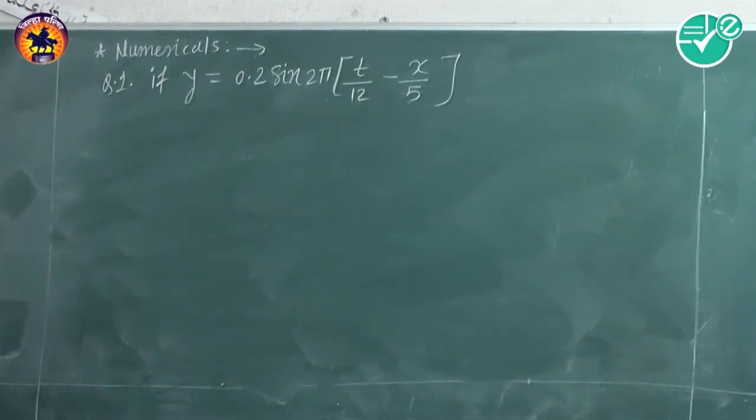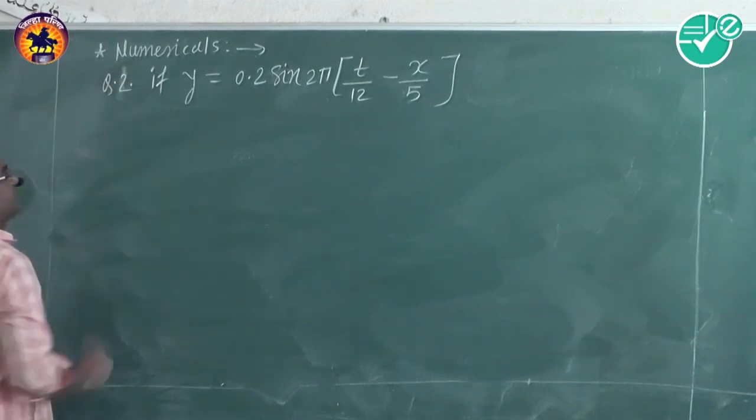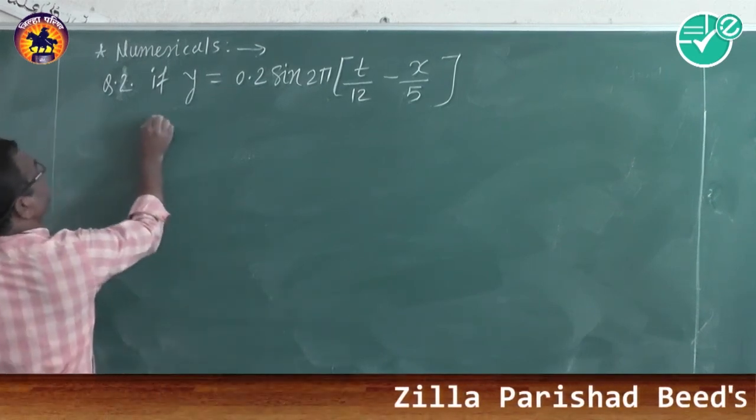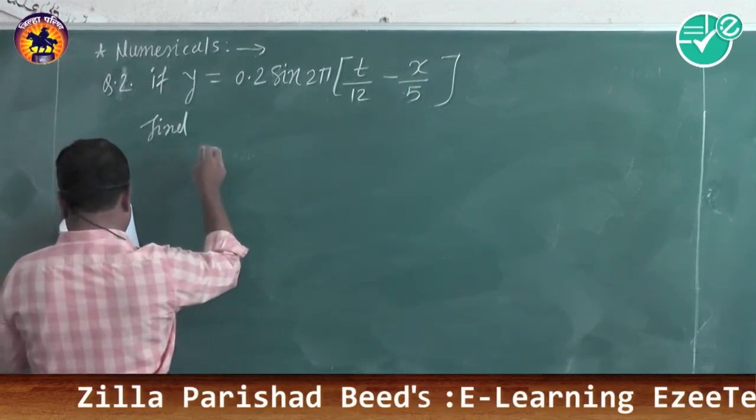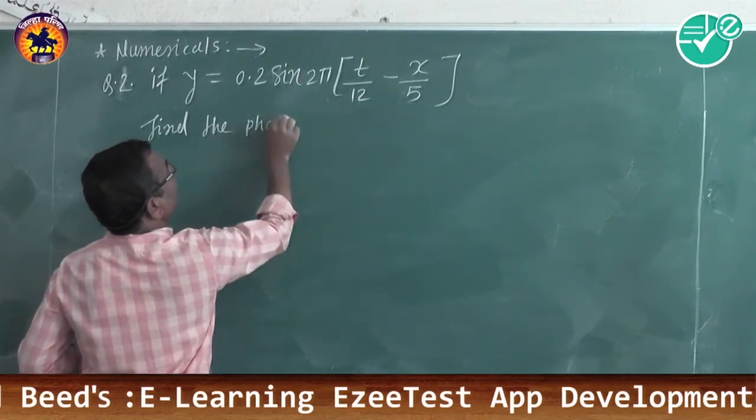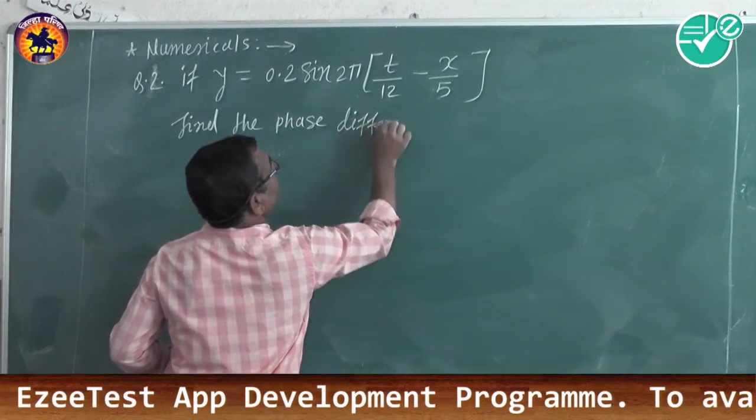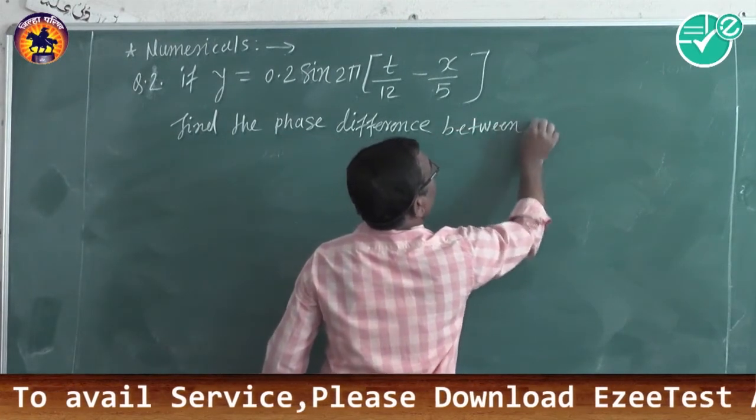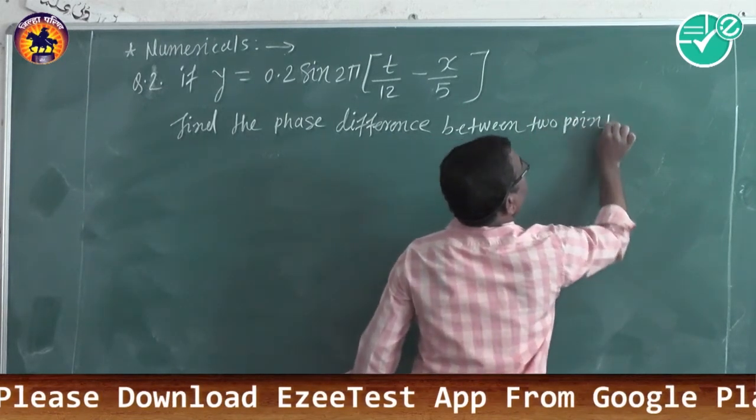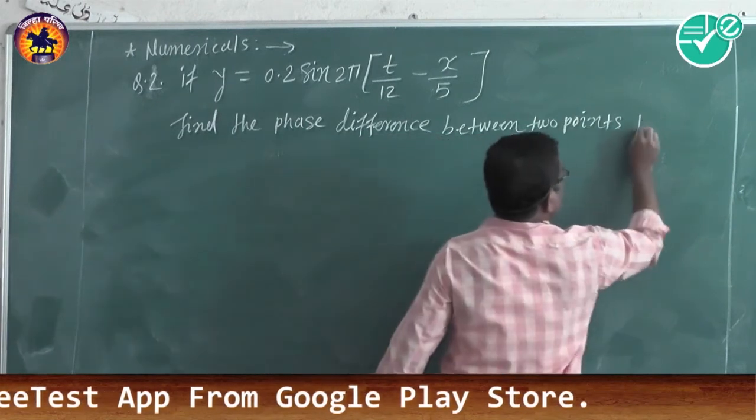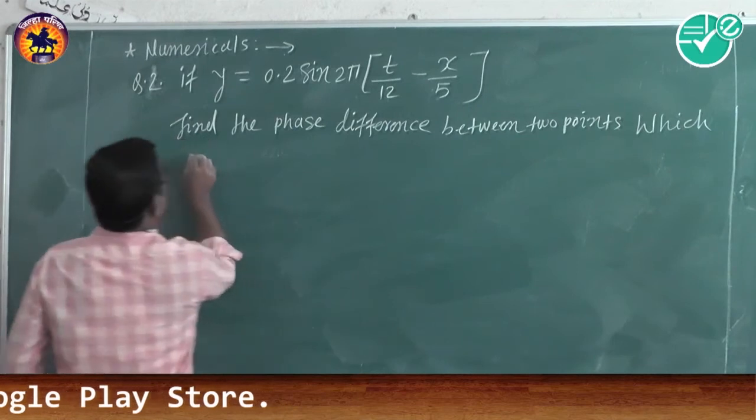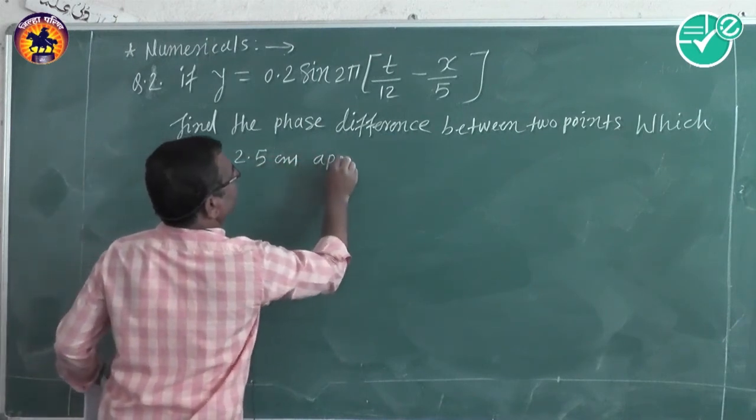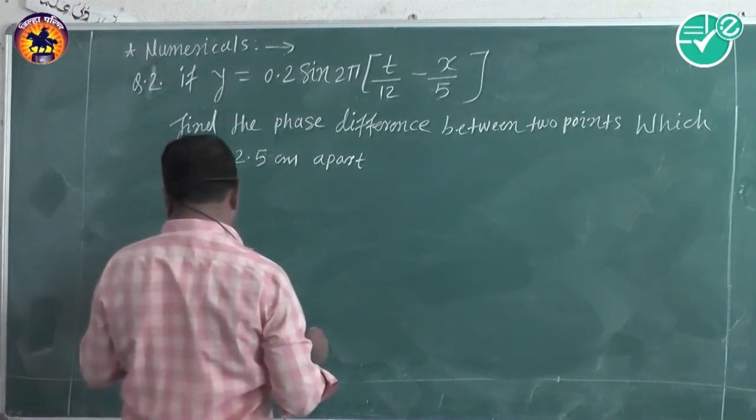Next question. Suppose question number 2, numerical number 2, if the same equation is given and we have to find the phase difference between 2 points which are 2.5 centimeter apart at the same time.